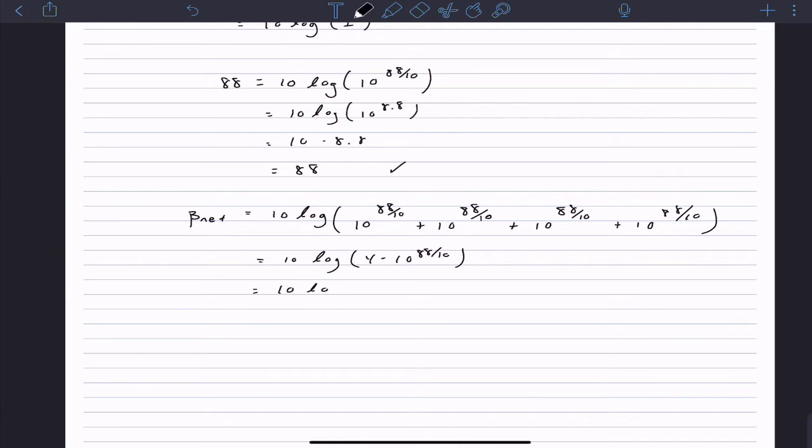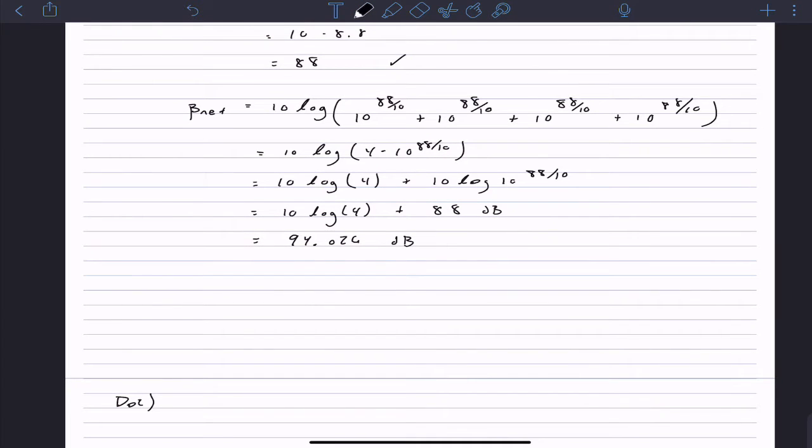It might be worth looking at this a little closer. This is 10 log of the number of sources plus 10 log 10 to the 88 over 10. For a bunch of sources that have the same decibel level initially, we can do 10 log 4 plus your initial sound level. Turns out this is about 94 decibels. Let's see, it's 94.026. So 94.